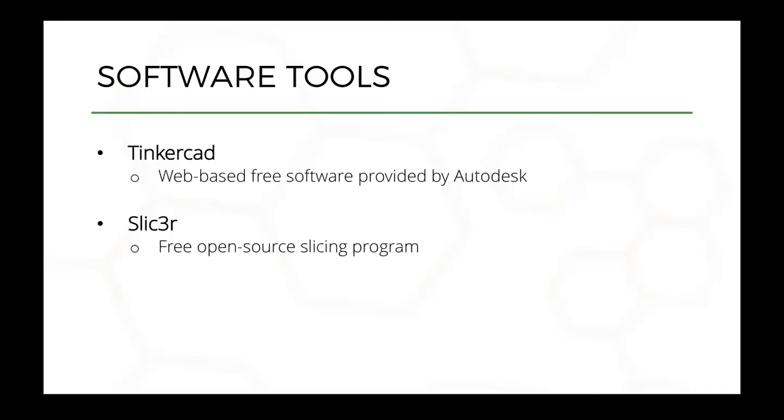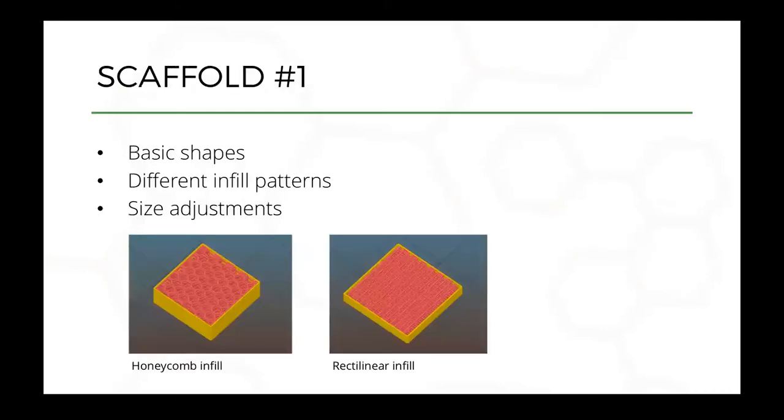And then the next software that we'll be using, which, as I mentioned, is a slicing program, is called Slicer. And this is also a free open source software that will allow you to convert a model to a programming language for the printer. So with that, I will first introduce the first design scaffold that we'll be doing.